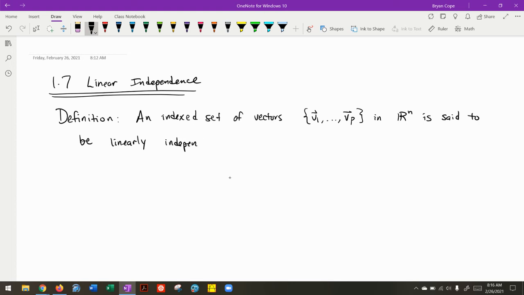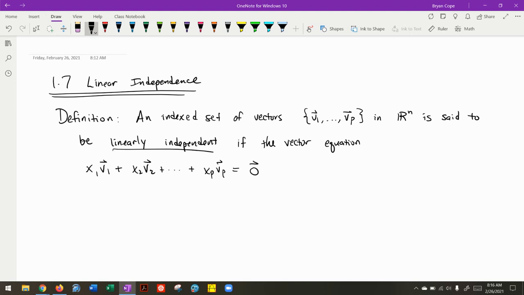Okay, so this set is said to be linearly independent. That's the thing we're defining. If the vector equation looks like this, x1 v1 plus x2 v2 all the way out to xp vp equals 0. So we're talking about some feature of this equation where all of the x's are scalars and all of the v's are vectors. If this equation has only the trivial solution.